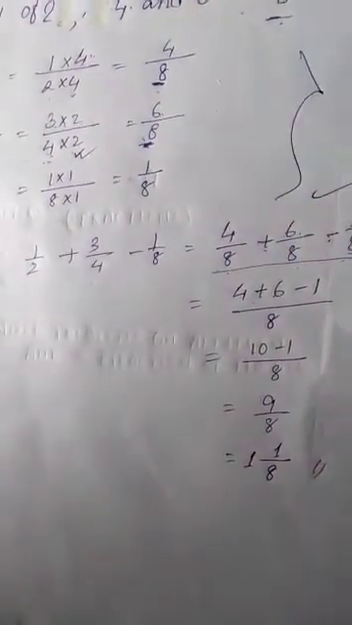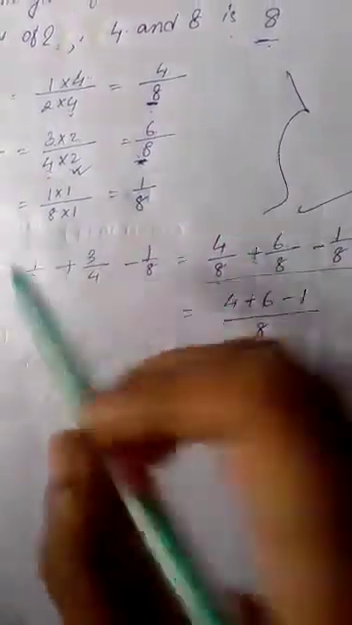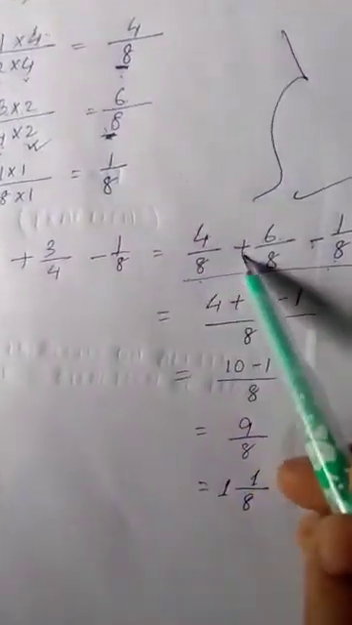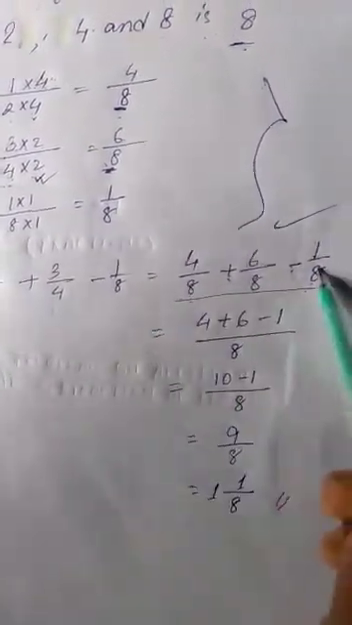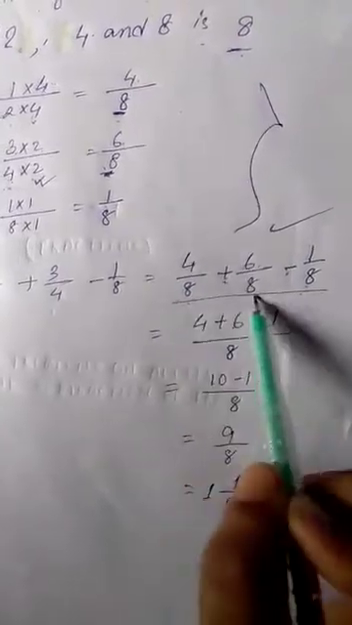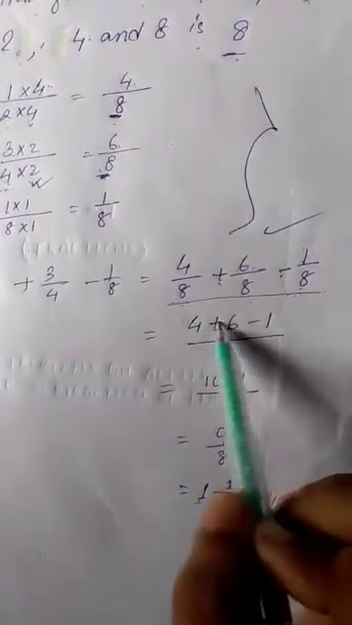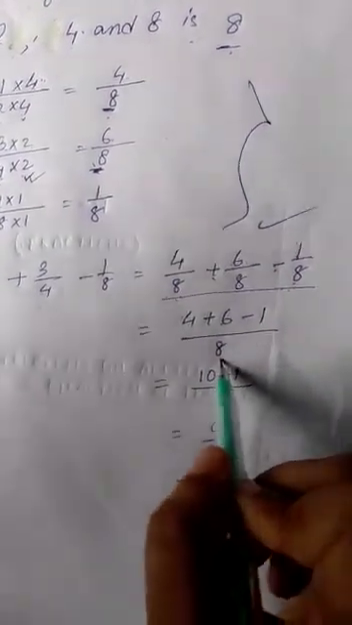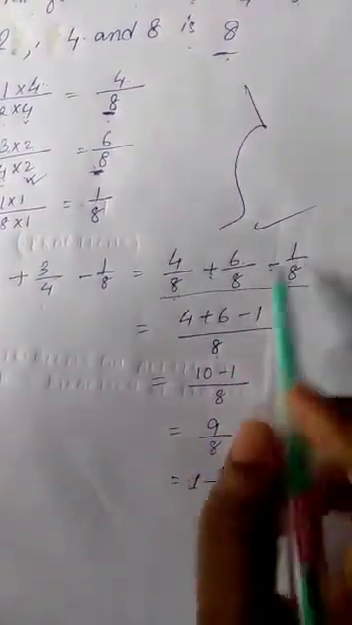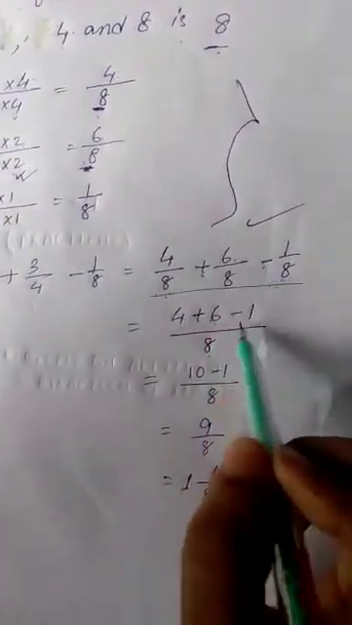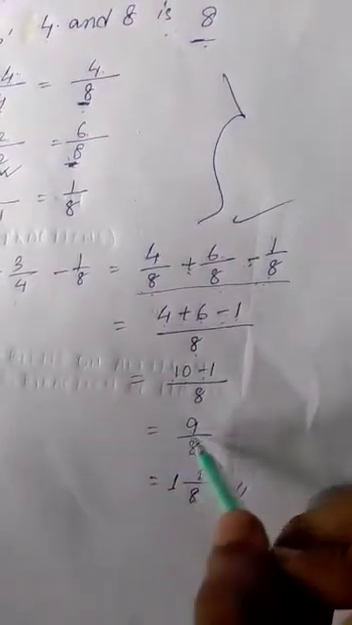Now the next step is to add and subtract. 1 by 2 we can write as 4 by 8, plus 3 by 4 is equivalent to 6 by 8, and minus 1 by 8. Now all the denominators are the same, so these are like fractions. If we take the common denominator, it will be 8. Now we add and subtract the numerators. So 4 plus 6, and minus 1. 4 plus 6 is 10, 10 minus 1 is 9, so 9 by 8.